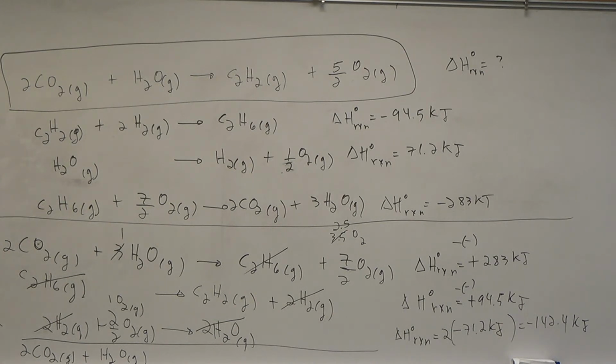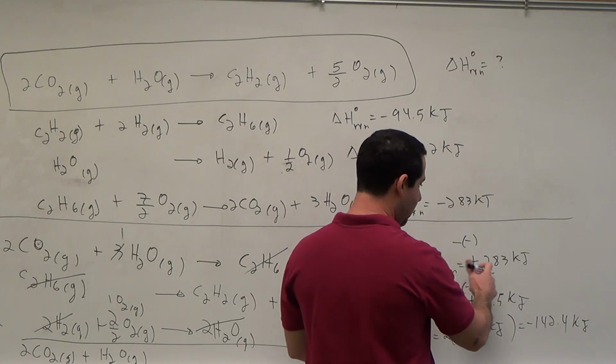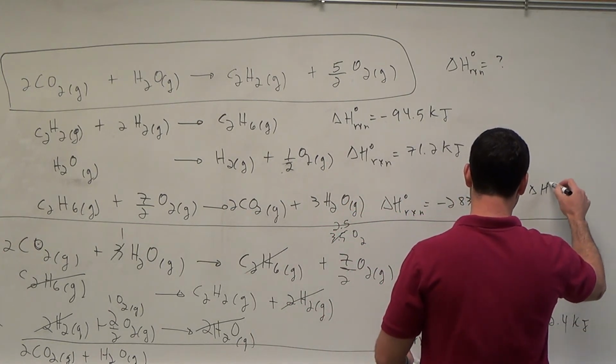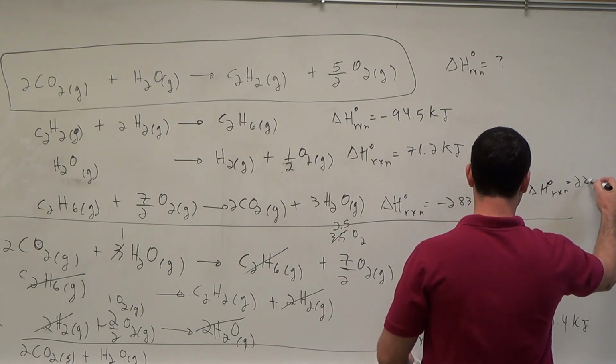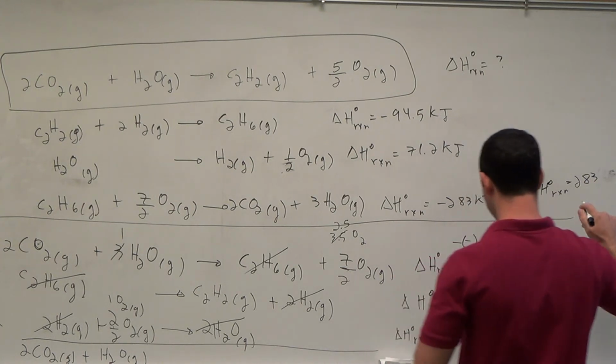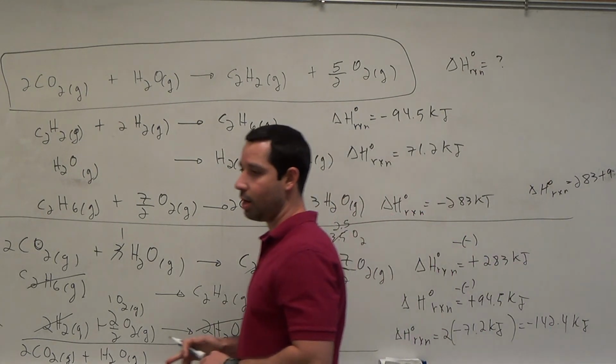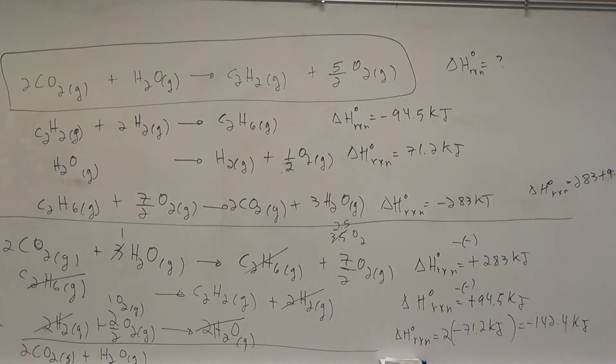So guys, you add all of this now. Delta H is 283 plus 94.5 minus 142.4 kilojoules. Whatever that gives you, I don't know. 235, what's the answer? 235.1 is the answer, outstanding.